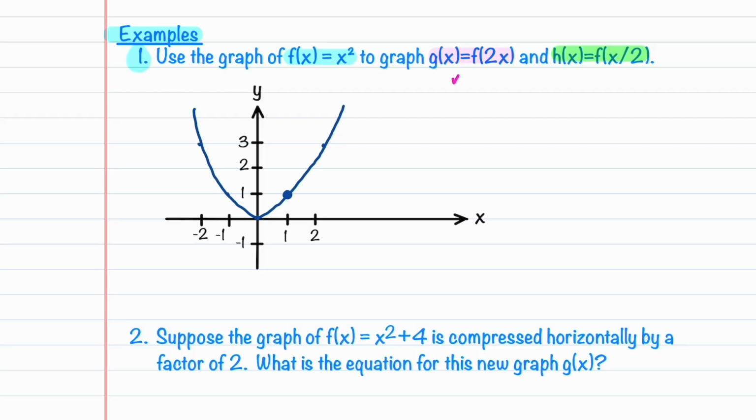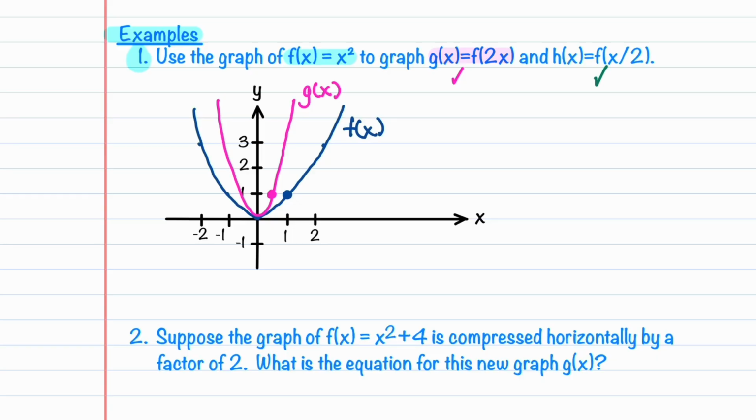Let's now graph g of x. G of x is f of 2 times x, which means our graph is going to be compressed horizontally by a factor of 2. So instead of passing through x is equal to 1, it will pass through x is equal to 1/2. That means g of x is going to look like this. So we'll label this g of x, and then I forgot, let's go ahead and label this f of x.